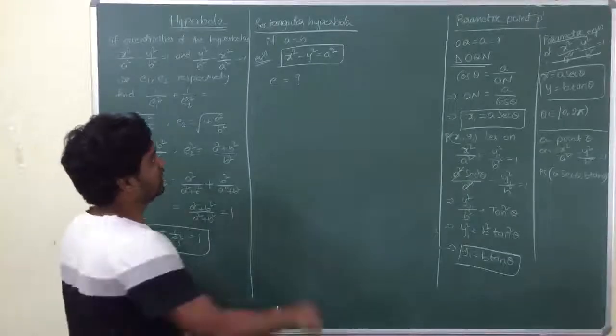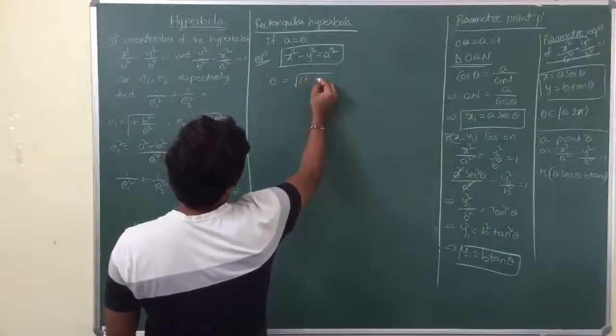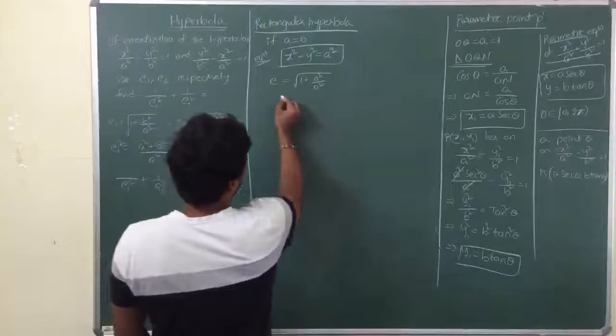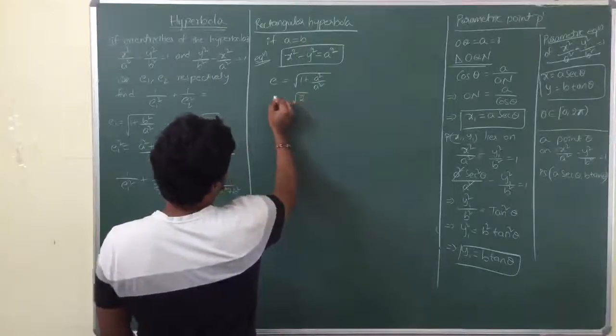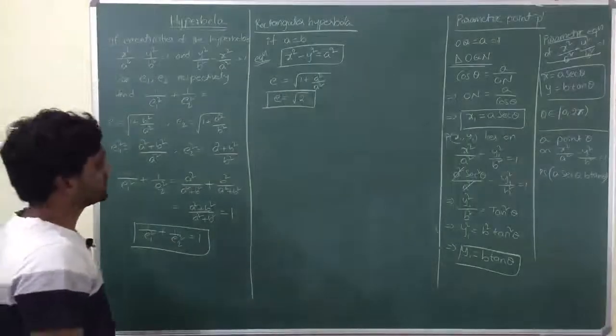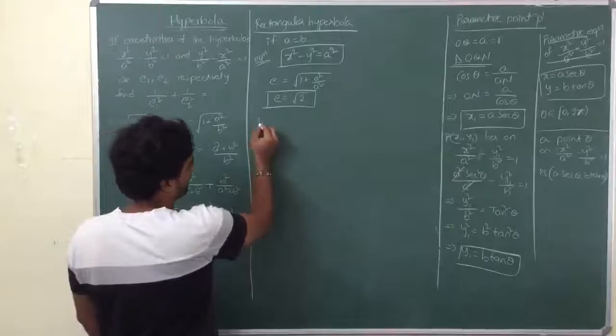Now here E is equal to under root 1 plus a square by a square, because a is equal to b. So E is equal to under root 2. So there is a concept of conjugate, asymptotes of hyperbola here.